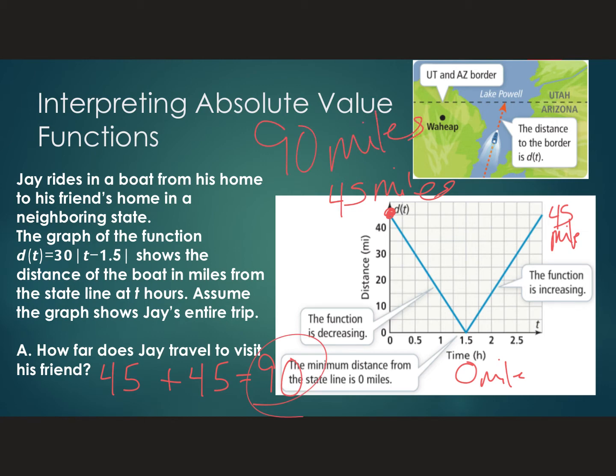Remember that this graph is not going to look like his trip. He didn't go close and then go away. He traveled in a straight line the entire way. So the graph does not look like what his route looked like. But he traveled a total of 90 miles.